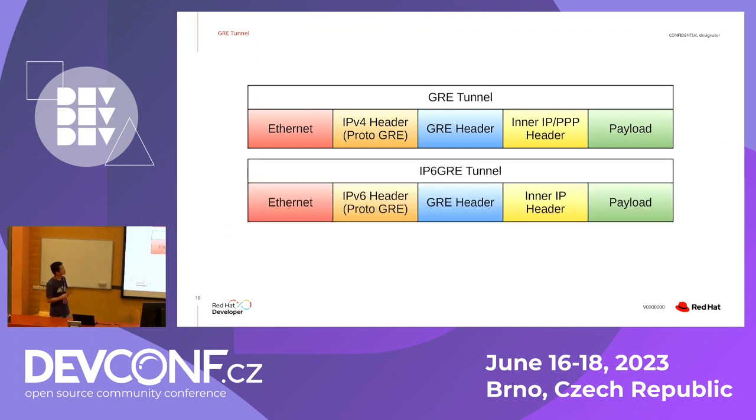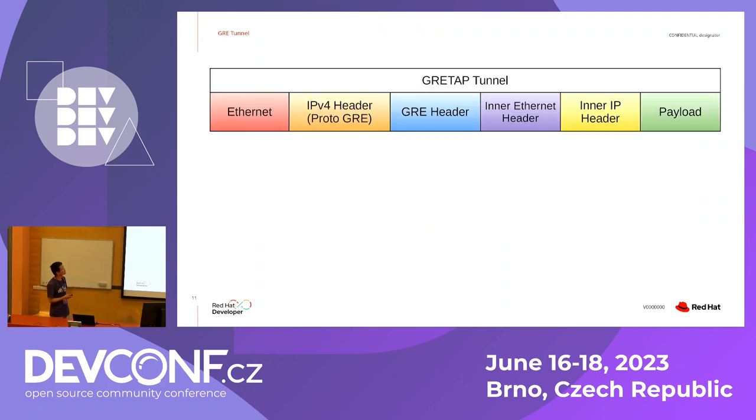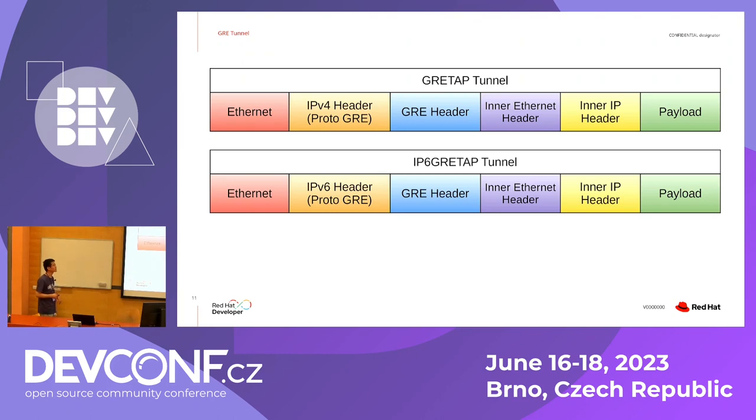In Linux, we have the GRE tunnel and the IPv6 GRE tunnel, which are the IPv4 and IPv6 versions. And there is also a GRE tap tunnel. The difference is that we have an inner Ethernet header, so it can carry level 2 packets through the internet. And here there is also an IPv6 GRE tap tunnel.